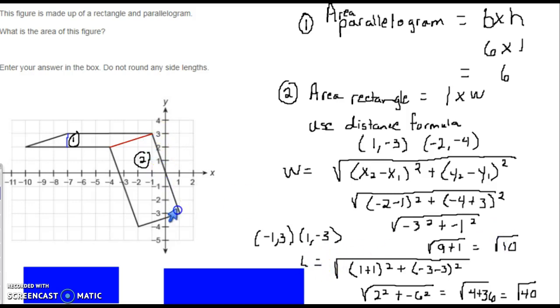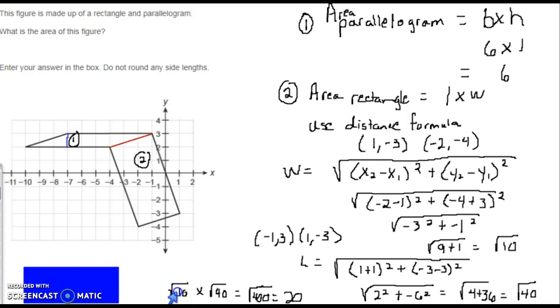The length, I did these 2 points here and here. So we've got -1, -3, or I'm sorry, -1, 3, and then 1, -3. And so if I plug that here into my distance formula, I get 1 plus 1 is 2. -3 minus 3 is -6 squared. So 4 plus 36 is the square root of 40. So now we can find the area of our rectangle. The square root of 10 times the square root of 40 is the square root of 400, or 20. And now simply add those two together. We've got 20 plus 6, so our total area is 26.